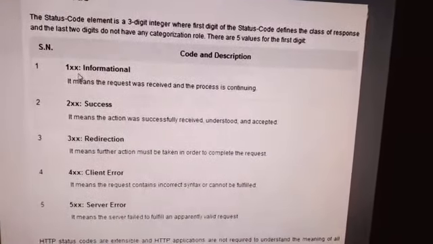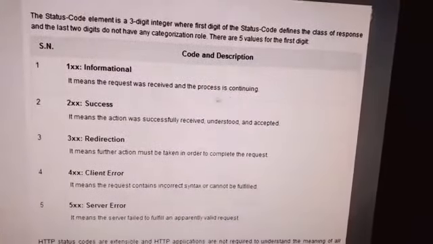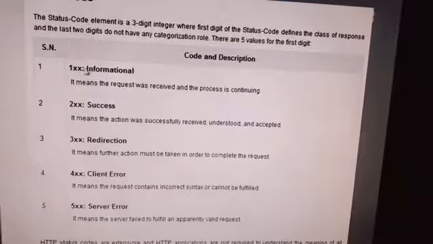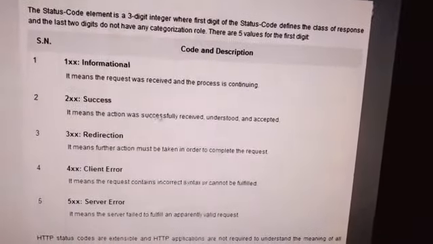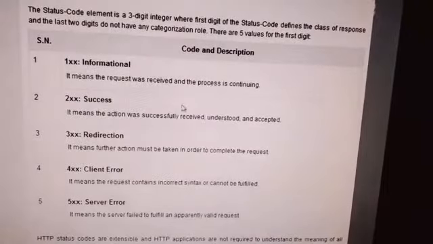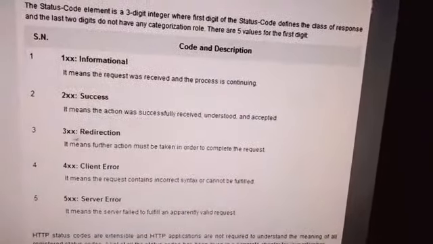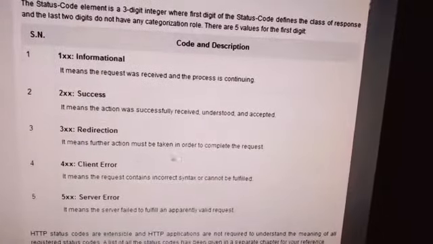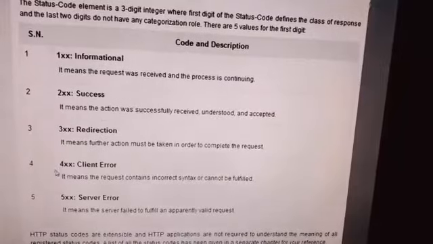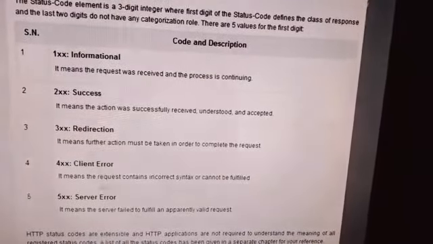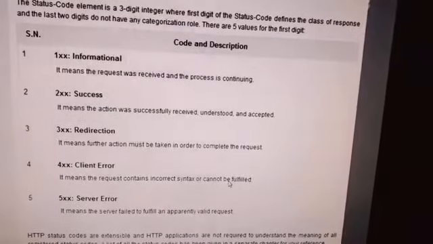If it starts with 1, it means the request was received and the process is continuing. If it starts with 2, it means the action was successfully received, understood, and accepted. If it starts with 3, it means further action must be taken in order to complete the request. And if your status starts with 4, that means a problem. It means the request contains incorrect syntax and hence cannot be fulfilled.